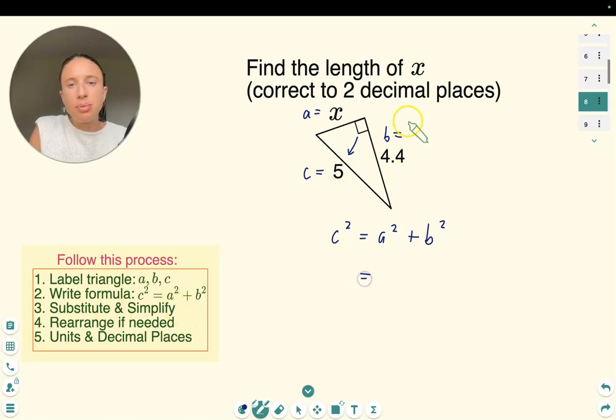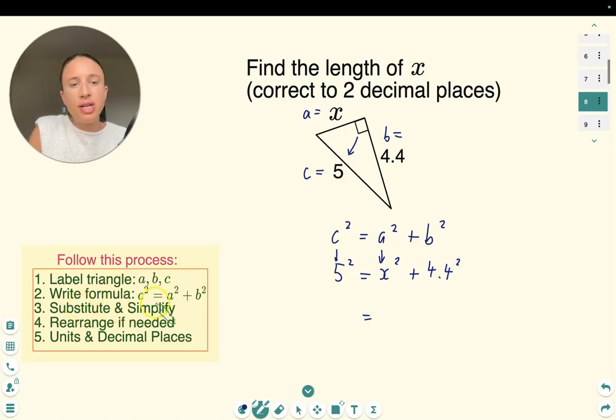Substitute and then simplify. Just matching your diagram to this formula. Well, C this time, so don't be afraid to substitute on the left-hand side. C this time is 5. We can actually substitute a value for it. A is x squared, plus B squared, so plus 4.4 squared.